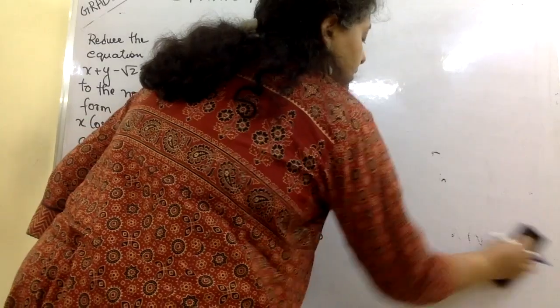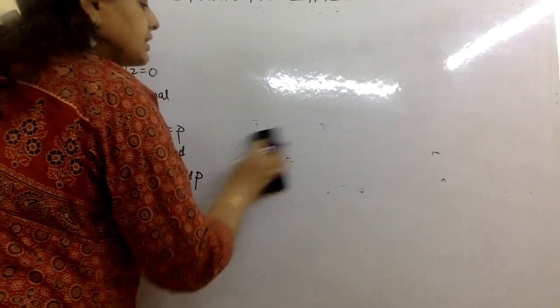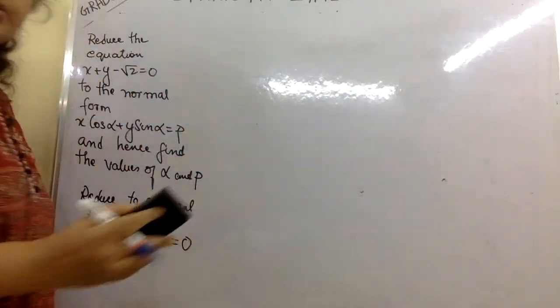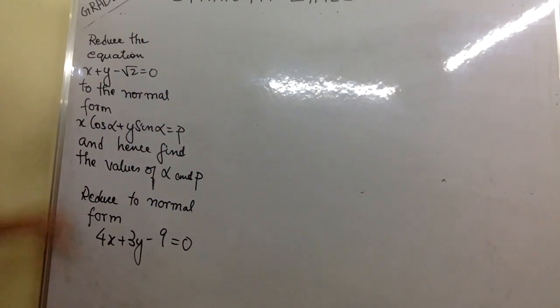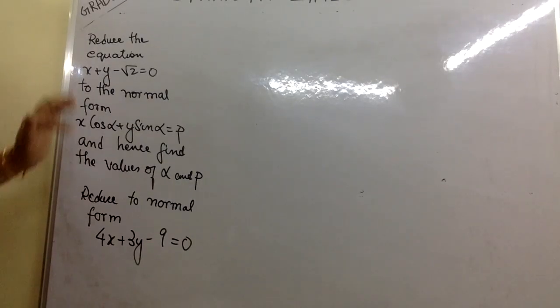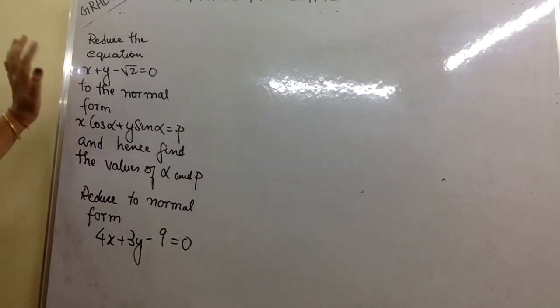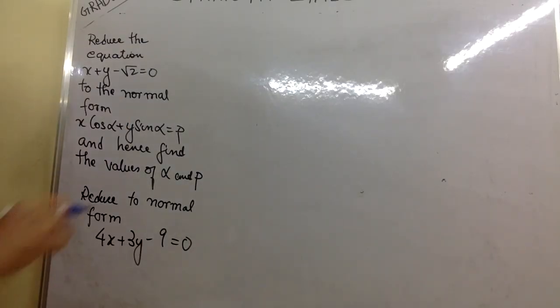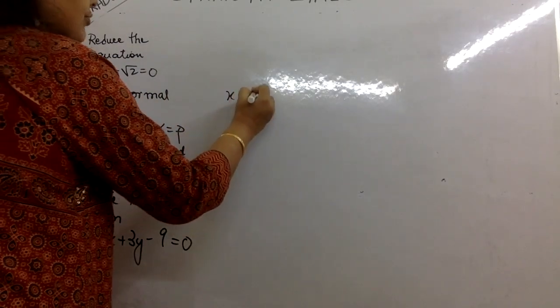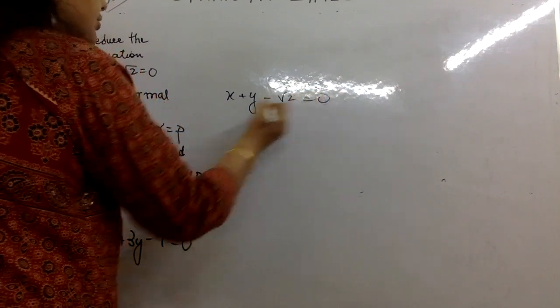So these are, to sum up all the types that we have learnt, here are few questions. So next is reduce the equation to the normal form. Okay, reduce the equation to the normal form and hence find the values of alpha and p. Okay, now this is the equation. How do we convert it to the normal form? Now x plus y minus root 2 is equal to 0.